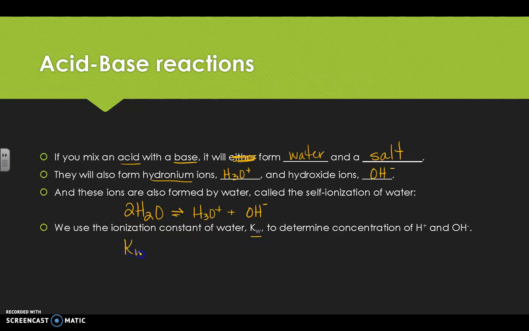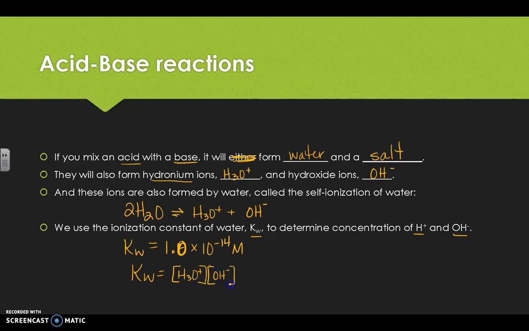We would use this self-ionization of water to give us our Kw value. Now our Kw value is the ionization constant of water, and the Kw value is 1.0 times 10 to the negative 14th, and that's the concentration or the molarity. Okay, so we can use this number along with the concentration of these in an equation.